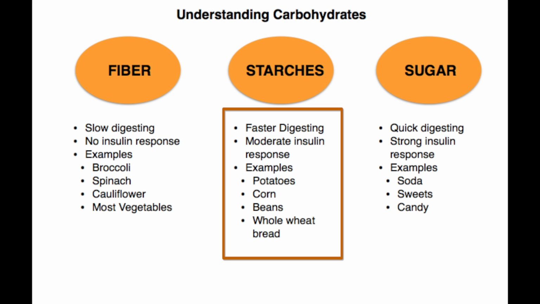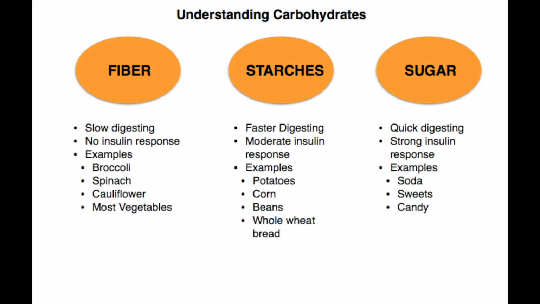Starchy carbohydrates are a little bit faster digesting, meaning they get broken down a little bit quicker. These do generate a moderate insulin response. Examples of this are potatoes, corn, beans, whole wheat bread, whole wheat pasta, and so forth. Now these do have a place. You do need some of this stuff to keep you functioning well. You shouldn't be eliminating these from your diet. Rather, we'll talk about the timing of when to have these.